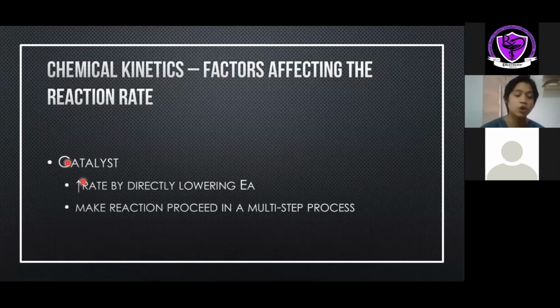So ulitin ko, lower energy of activation, there will be an increased rate of the reaction. So that is what is done by a catalyst. A catalyst will also make a reaction proceed in a multi-step process. So, for example, this is usually observed in organic chemistry.